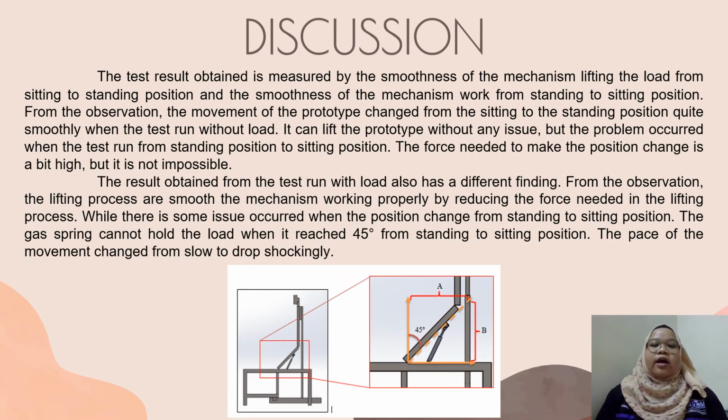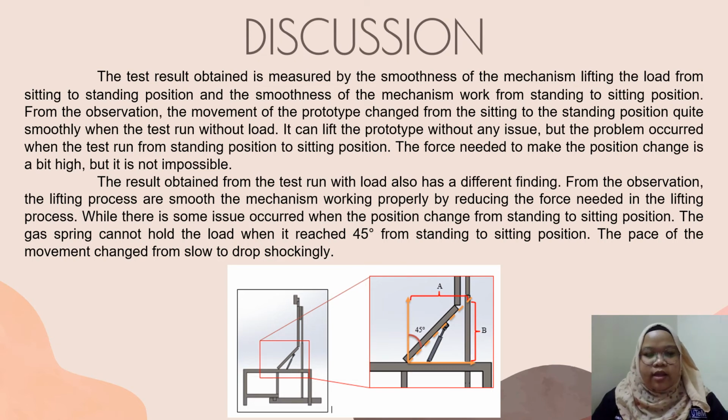And then the test result obtained is measured by the smoothness of the mechanism lifting load from sitting to standing position and the smoothness of the mechanism from the standing to sitting position. From the observation, the movement of the prototype from the sitting to standing position is quite smooth when the test runs without load, and it can lift the prototype without any issue. So the problem occurs when the test runs from the standing position to a sitting position. The force needed to make the position change is a bit high, but it is not impossible.